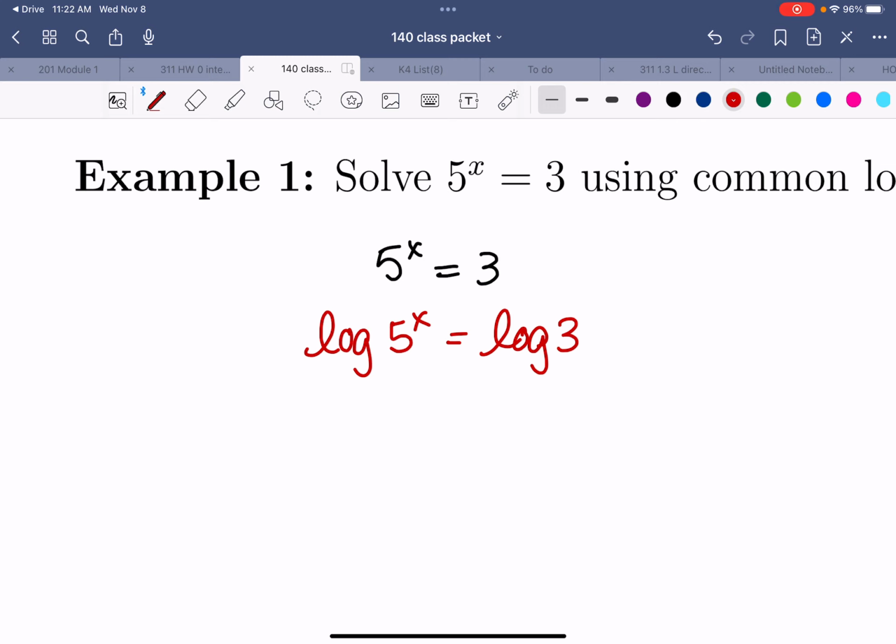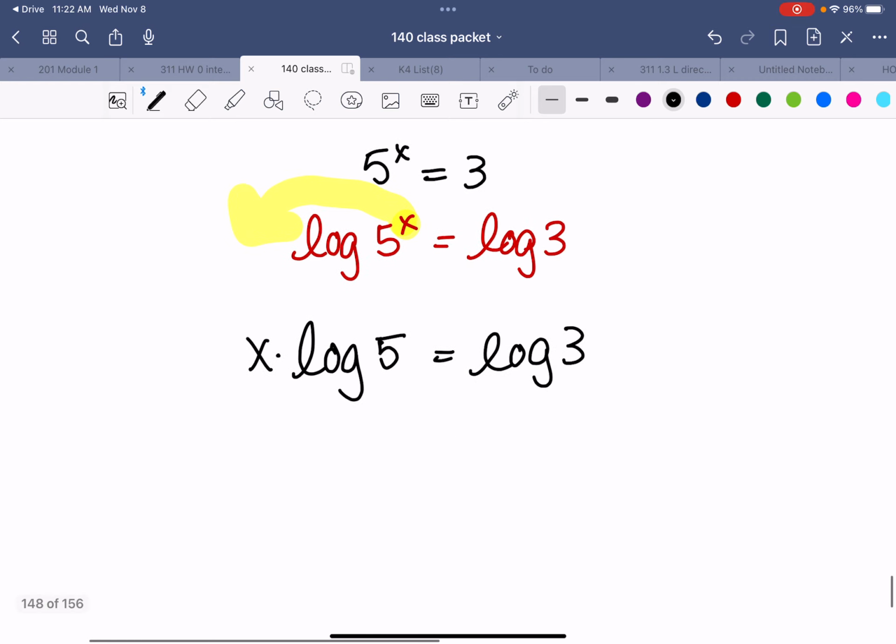Now, what I can do is use the property of logarithms to handle this x right here. So my properties say that this x can come down in front. So that's what we want to do next. We bring that x down in front, and then I have x times the log of 5 equals the log of 3. And now what's happening between my x and this logarithm is multiplication. And to undo that, I would divide. So I'm going to divide by log of 5.